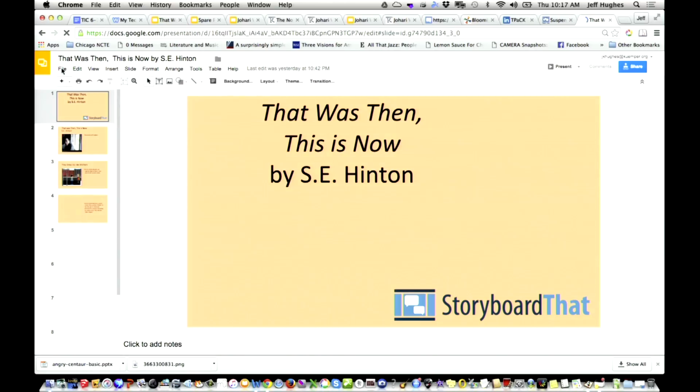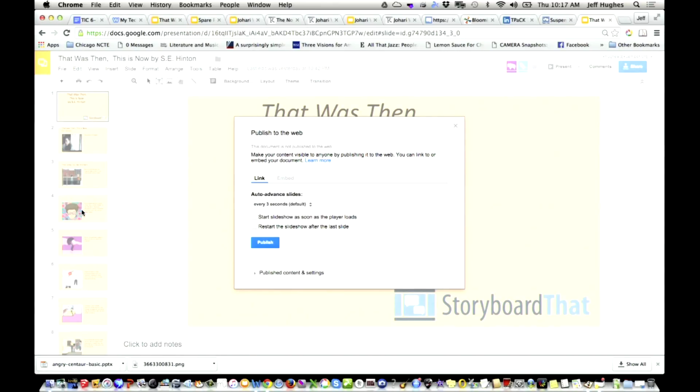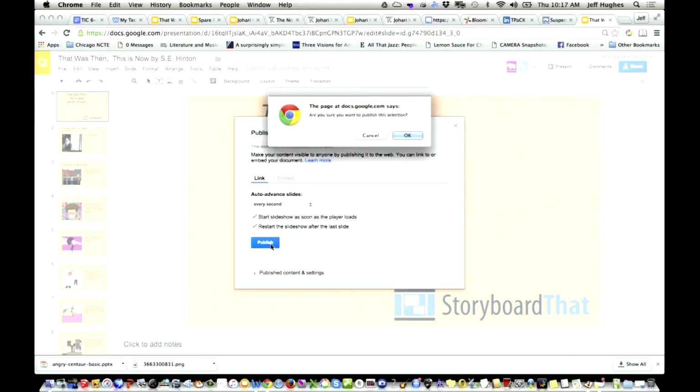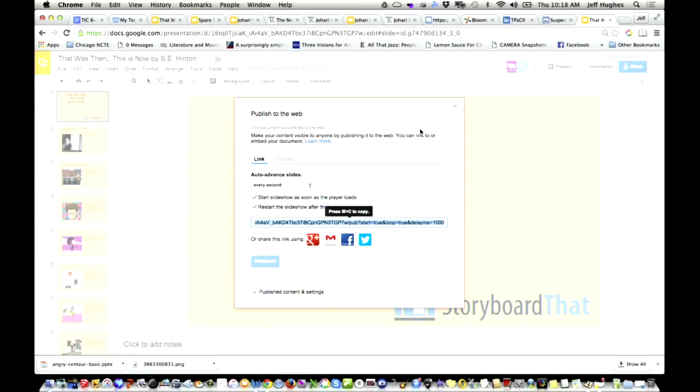I'll go there for a moment, and then we'll wrap things up. Google Slides has a Publish to Web option. On the Publish to Web option, I can change it to every second, start slideshow as soon as the player loads, and restart the slideshow after the last slide. And then I can click on Publish. Yes, I want to publish that.